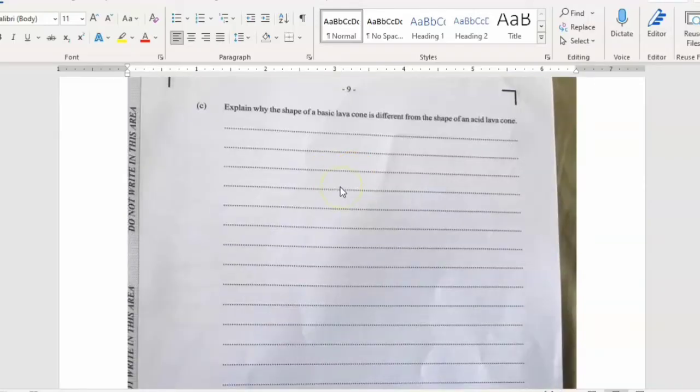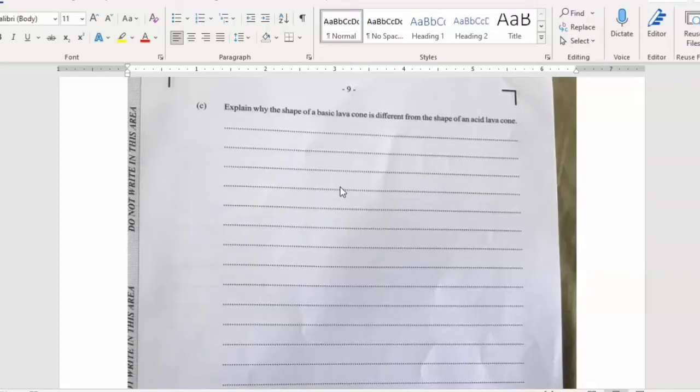Part C asks us to explain why the shape of a basic lava cone is different from the shape of an acid lava cone. Now, a basic lava is basically low in silica content, and this makes it non-acidic and very runny. Hence, it flows for a long distance before it solidifies.